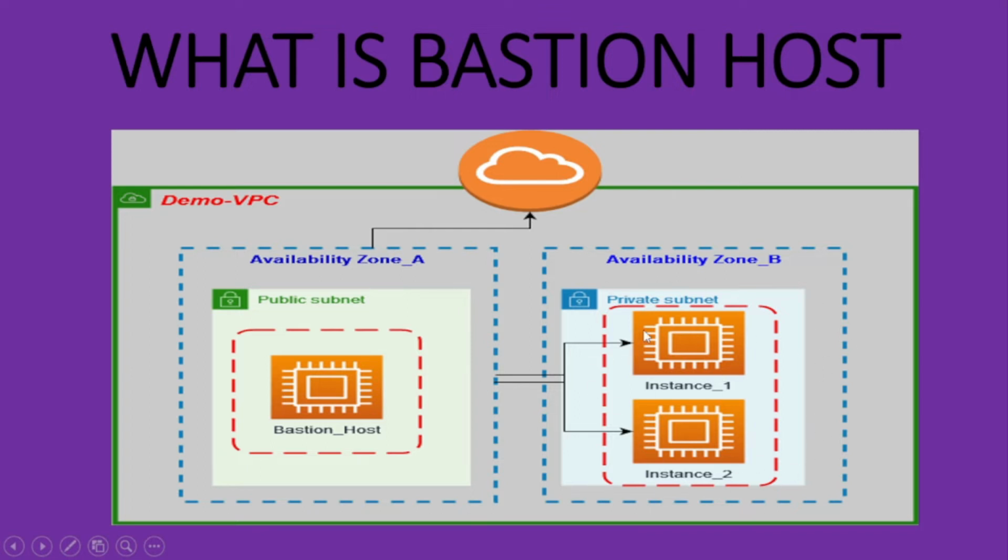Suppose you have an RDS database server and you don't want to expose it to the internet, then you can simply implement it in the private subnet and access it from the public subnet through the Bastion host. So I suppose you now have an understanding of what exactly a Bastion host is and how you can implement it. In the practical session, I will create a demo VPC and then create two subnets.